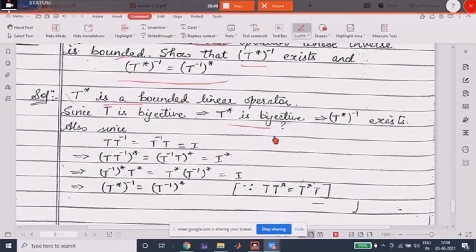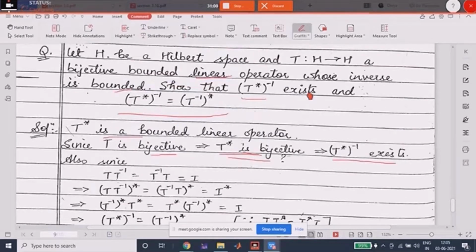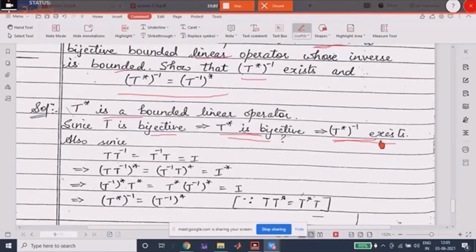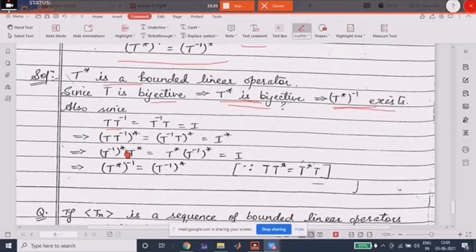Now, since T is a bounded linear operator, T is bijective, and T bijective implies T star is bijective, right? And that implies T star inverse exists. Now, since T star inverse exists, we consider T star into T star inverse, which is equal to T inverse T, which is equal to I, as we are given.